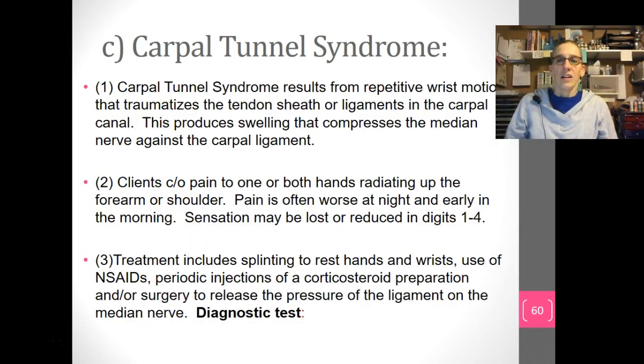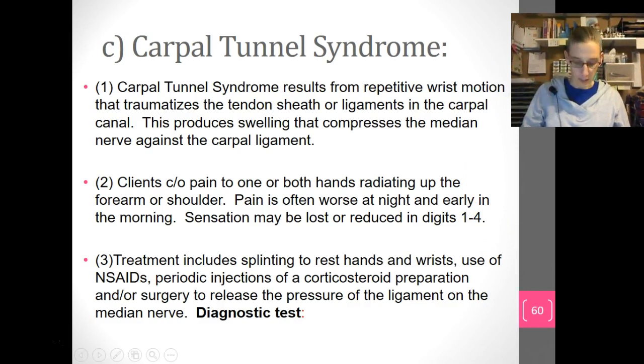All right. Carpal tunnel. We hear lots of people with carpal tunnel. If we were in class, I would ask you all, because I'm sure somebody knows somebody, or maybe somebody in class even has carpal tunnel syndrome. The carpal tunnel results from repetitive wrist motion that traumatizes the tendon sheath or ligaments in the carpal tunnel, produces swelling that compresses the median nerve against the carpal ligament. All right, so clients often complain of pain to one or both hands radiating up the forearm or the shoulder. The pain is often worse at night and early in the morning, and sensation may be lost or reduced in digits 1 through 4. So they actually have this numbness and tingling pain.